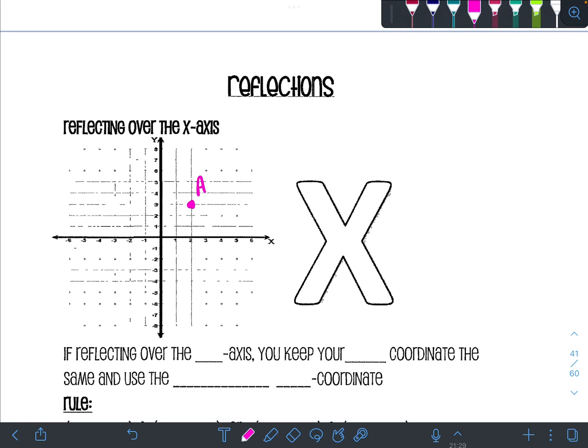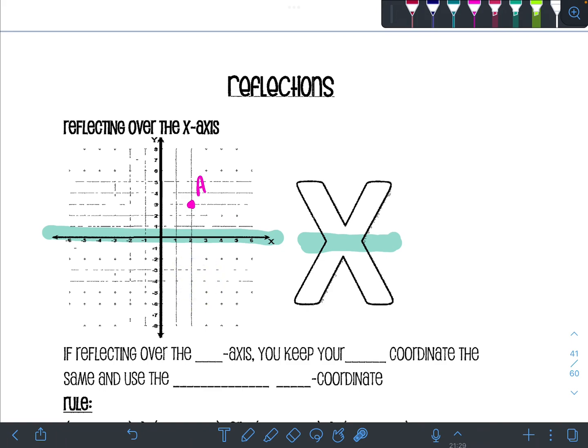So the first thing that we're going to look at is reflecting over the x-axis. So first, if we identify our x-axis, that is what we're going to be flipping over. And if you notice, if I were to flip that x over on top of itself, it would lay perfectly on itself. So when we reflect over the x-axis, we're just flipping over from up here, and then we're just going to flip it down here.